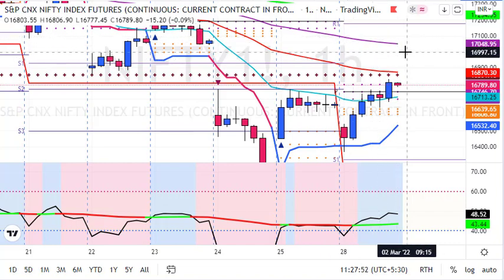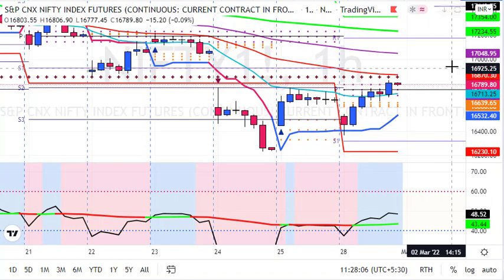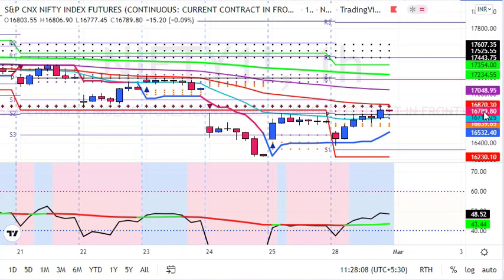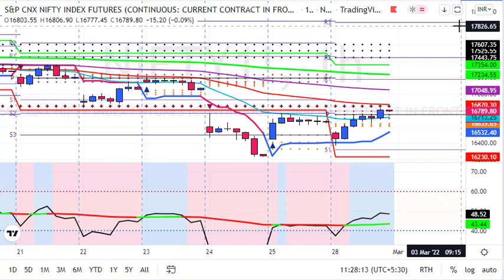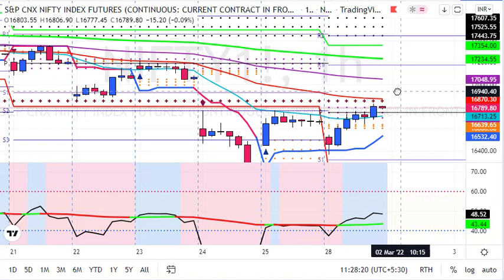Now for tomorrow, my strategy will be to buy on dips around 16,650-700. Stop loss will be below 16,600. My first target will be 17,100 and then 17,300. If the rally continues or we see a breakout above the 17,300 level, then we might see 17,900 levels also. So let us see what happens. But for now, the view for the market is bullish, and my strategy will be buy on dips.